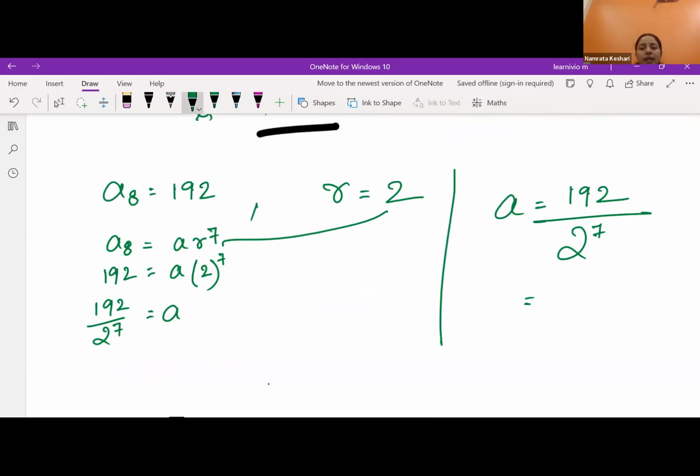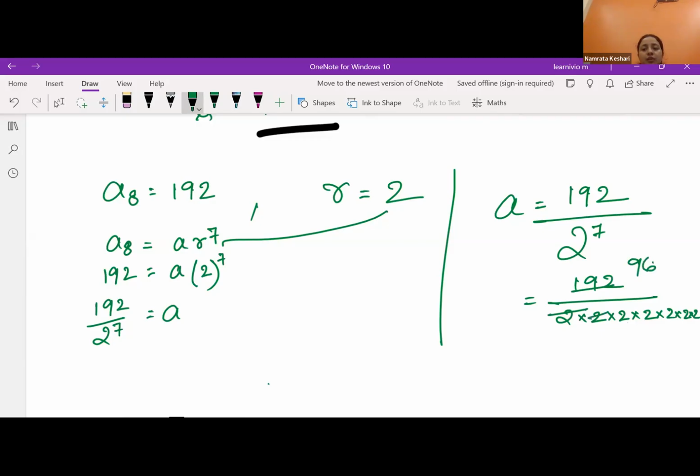Or maybe you can do it like this also. 2 to the power 7 means 2 into 2 into 2 into 2 like this. Okay, 1, 2, 3, 4, 5, 6, 7. And here we are having 192. Now keep on cancelling.